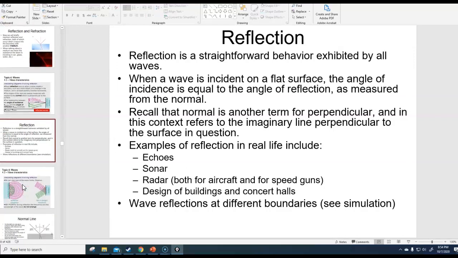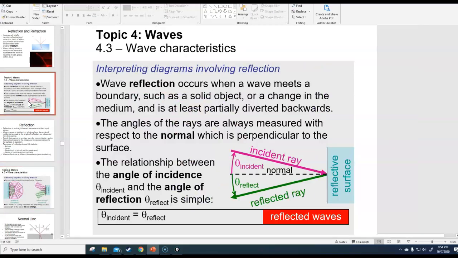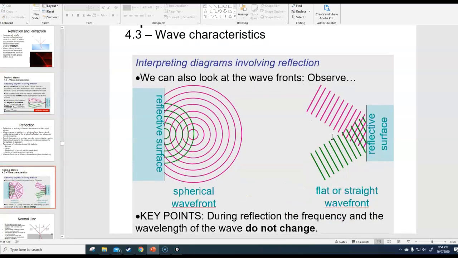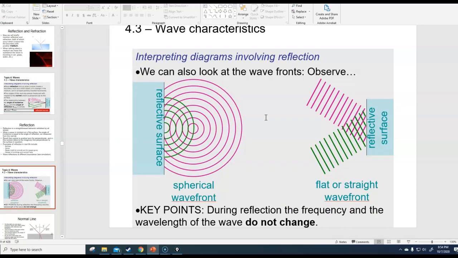Okay, so again, reflection is by far the easiest wave behavior to understand. We're not going to spend a lot of time talking about reflection, other than to show you basically the same type of situation we saw here, but maybe instead of drawing it with rays, showing you what it looks like in terms of wavefronts. Okay, so here the purple lines represent the wavefronts of a wave, and the green lines represent the wavefronts of a reflected wave.